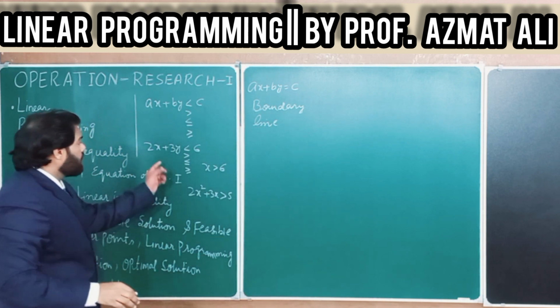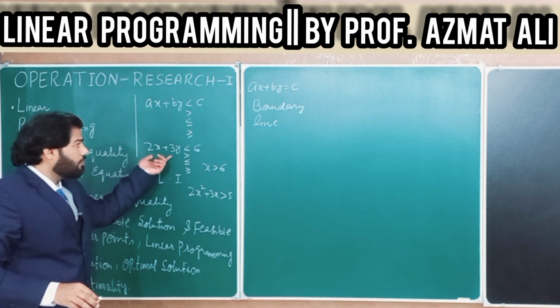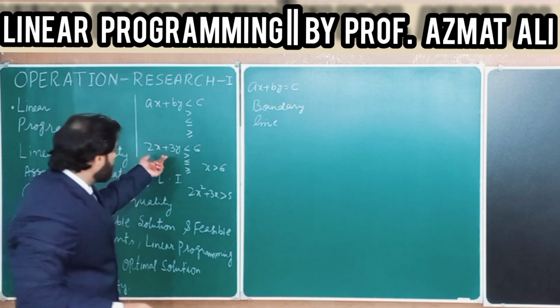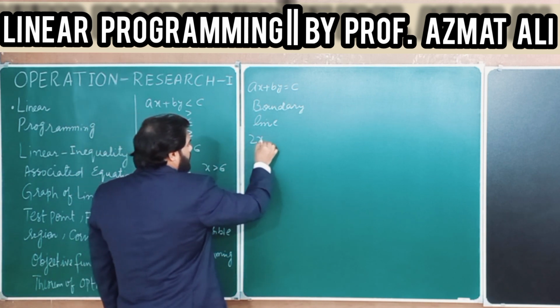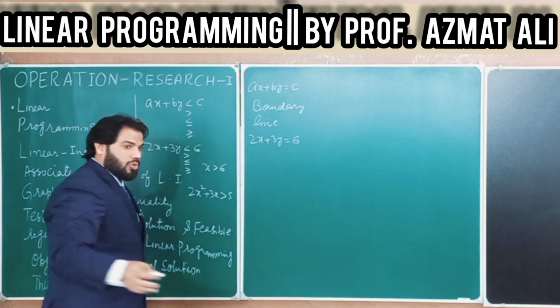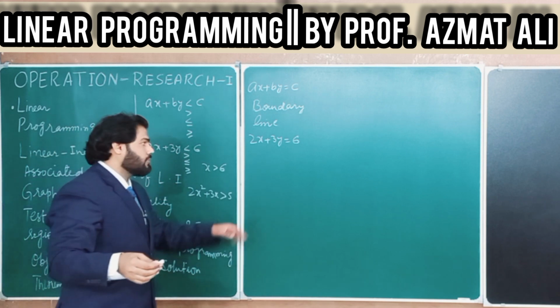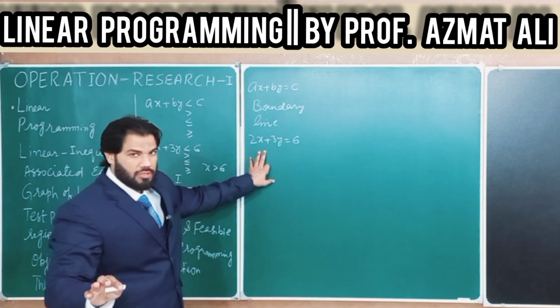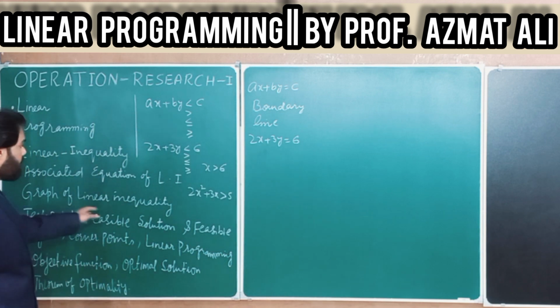For example, if you want to find here boundary line or associated equation of this inequality 2x plus 3y less than 6, this will be 2x plus 3y equal to 6. Suppose our inequality is 2x plus 3y less than equal to 6, then again its associated equation will be same, 2x plus 3y equal to 6. Next, graph of linear inequalities.